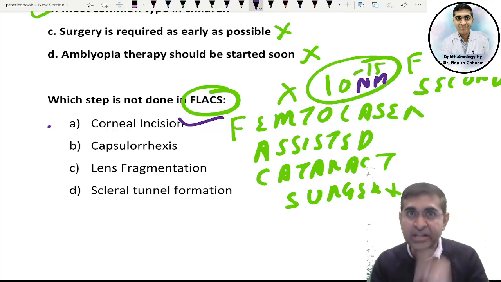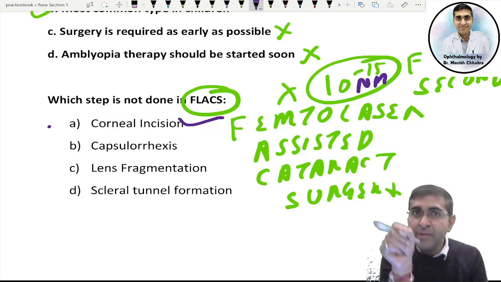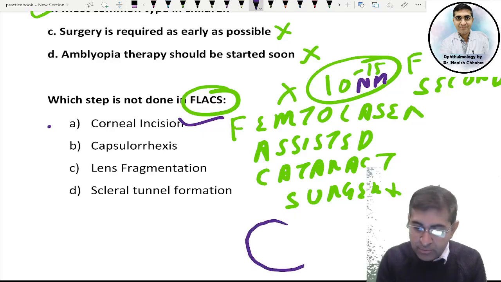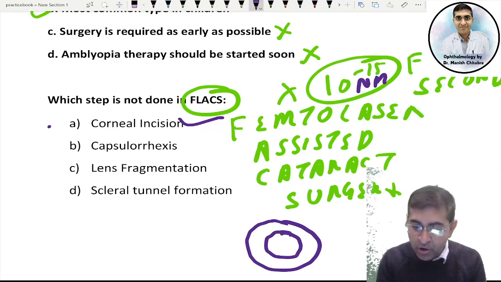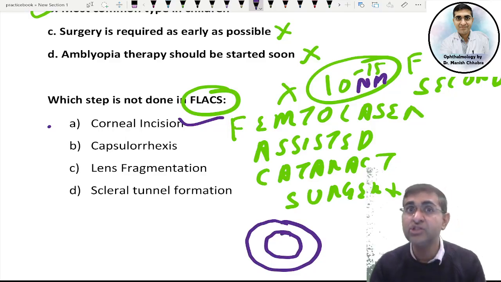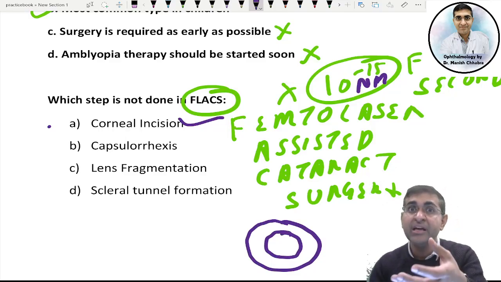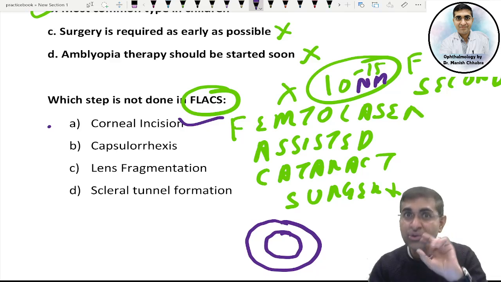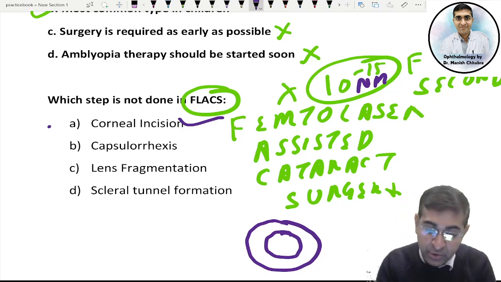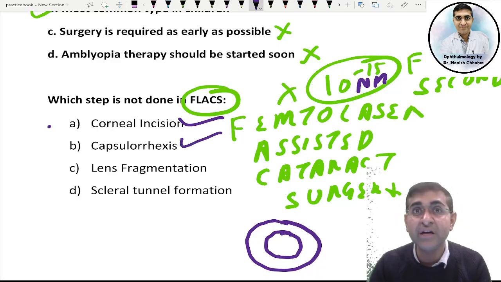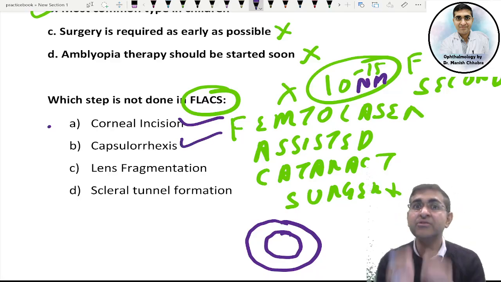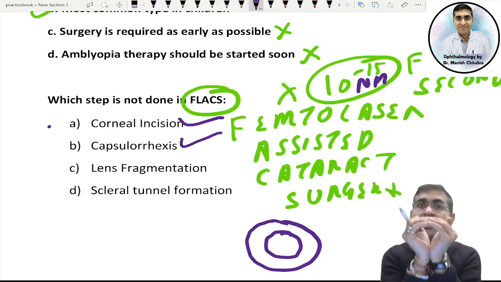Okay, now second is you perform capsulorhexis. Capsulorhexis is you make a small window on the anterior lens capsule from which you are going to emulsify the lens and take it out, and you are going to implant the artificial IOL. So capsulorhexis is also done with femto laser, so it gives very fine circular capsulorhexis.